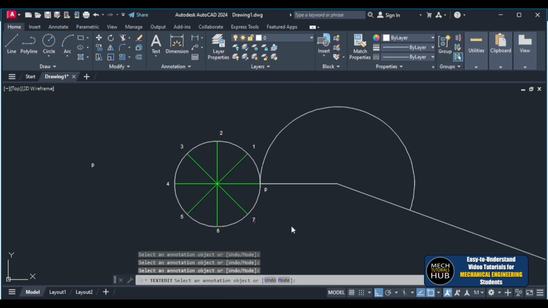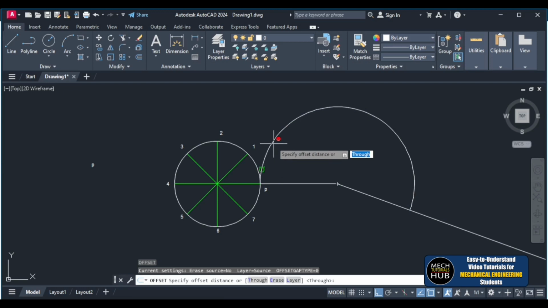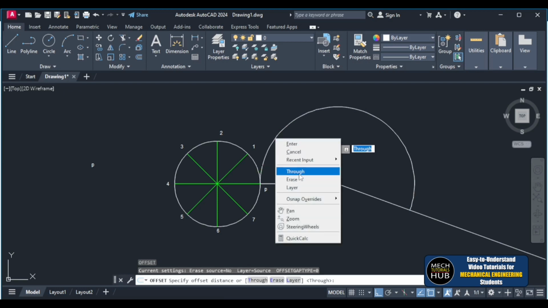7. Okay, now this P acts as 8 again. Alright, now at every instance I would like to draw the curve. Then what I'll try to do, I'll select this curve, I'll say O, enter. I want to offset this particular curve. Right click, they have 3 options: through, erase, and layer.